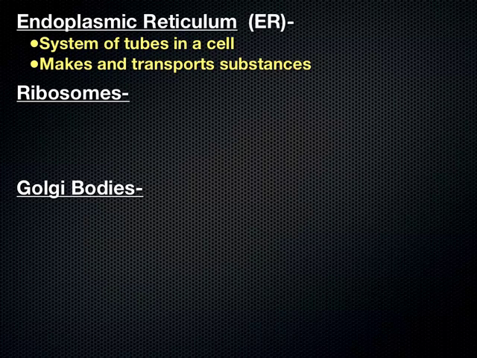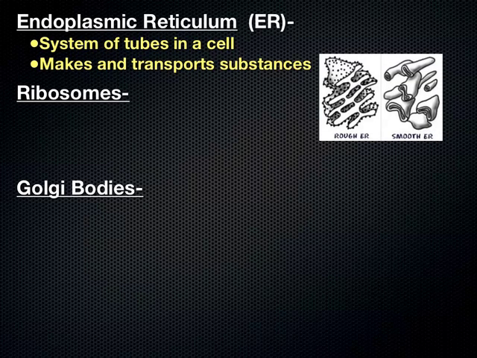And there's actually two different types of ER. One is called the rough endoplasmic reticulum, the other is called the smooth endoplasmic reticulum. The endoplasmic reticulum is all these membranes, these tubes. The difference is that in the rough ER, see these little dots all around it? That's another organelle that's sort of stuck within the ER. The smooth ER doesn't have this.